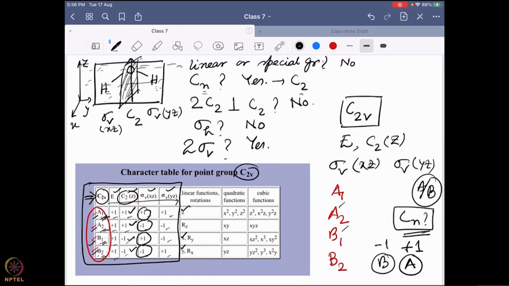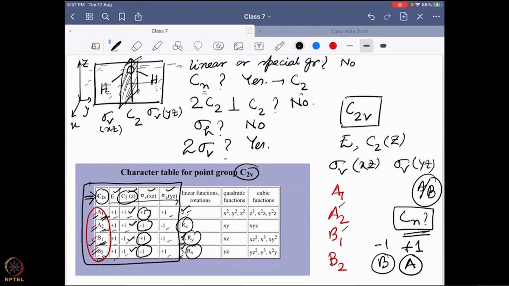But my concern over here is that this A1, A2, B1, B2 represents any property belonging to a molecule in C2V. Now look over here, you can see X, Y, Z are given, and Rx, Ry, Rz are given. For any translational motion along the X, Y, Z axes, X is B1 symmetry, Y will be B2 symmetry, and Z will be A1 symmetry.